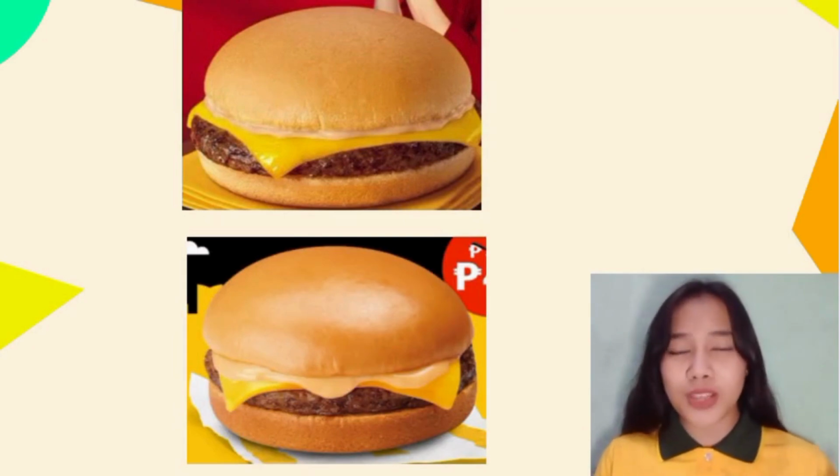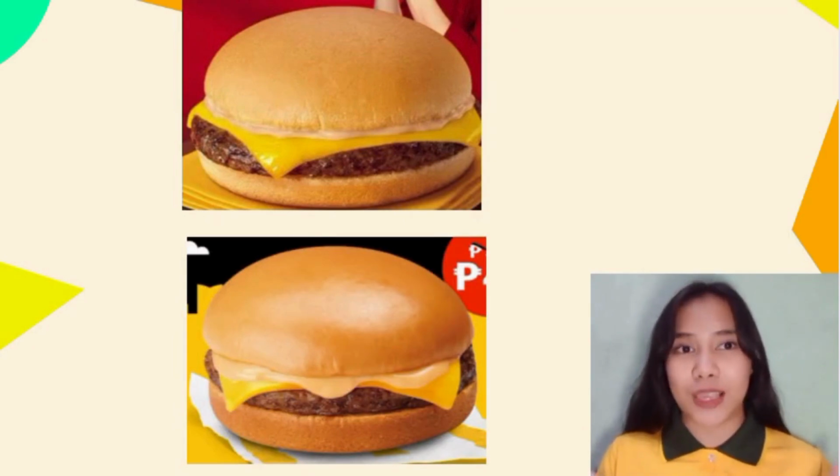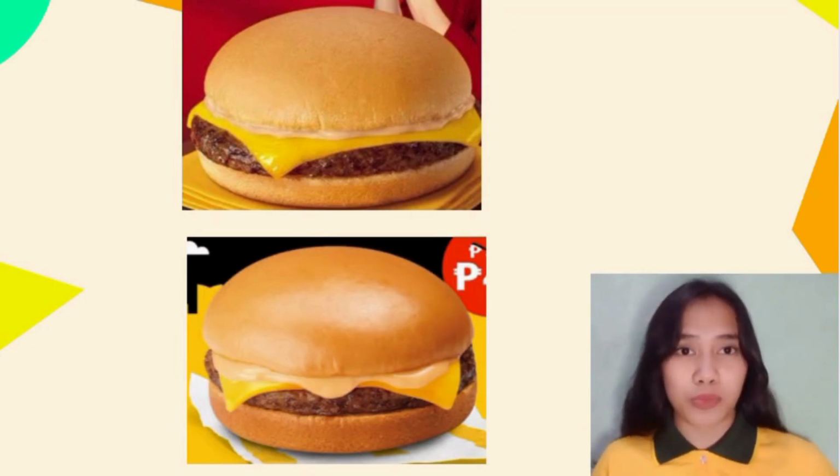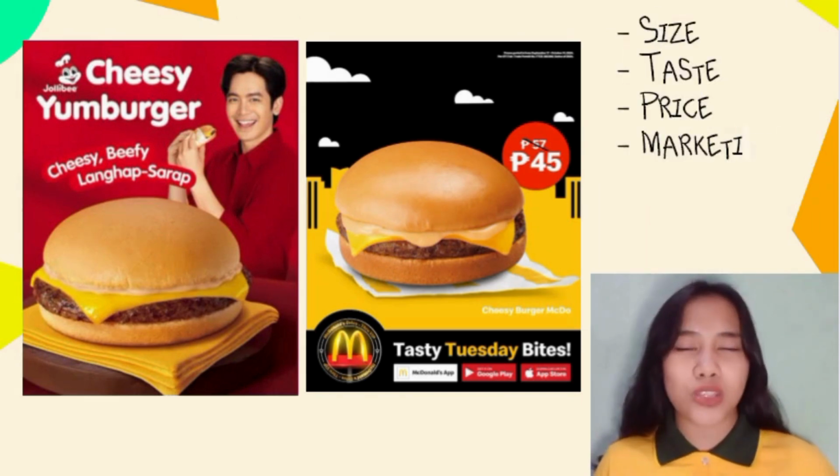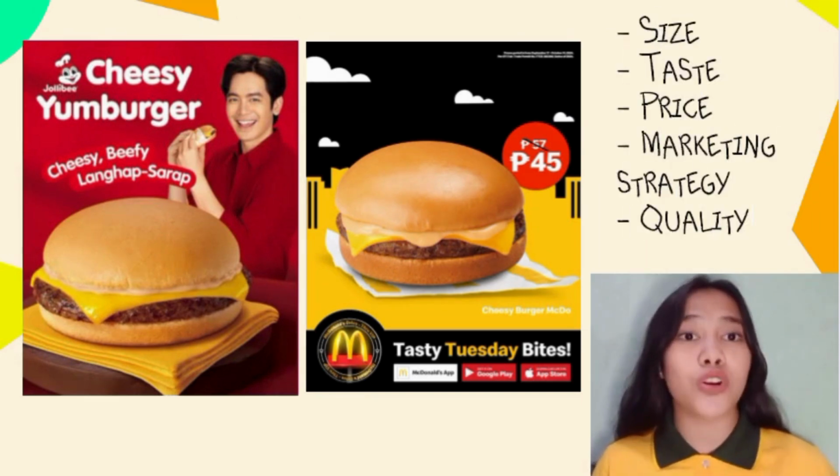To begin, I have a question. Have you ever noticed that most of the menu items of fast food chains or restaurants are almost identical? Let's take for example this one, Burger 1 and Burger 2. At first, we may say that these are exactly the same products. Well, they're just both burgers, right? But if you look closely, you'll agree that they are actually different in terms of factors such as size, taste, price, the way it's advertised, or its overall quality. Well, that basically sums up what a monopolistic competition is.